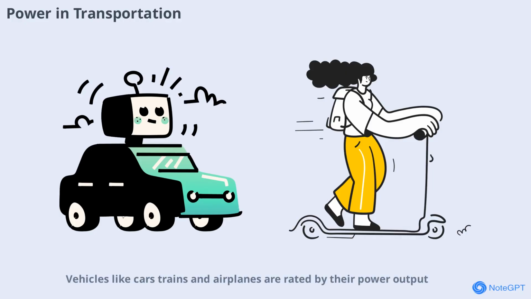Vehicles like cars, trains, and airplanes are rated by their power output. More powerful engines can move heavier loads or reach higher speeds. Understanding power helps engineers design safer, faster, and more efficient transportation systems.